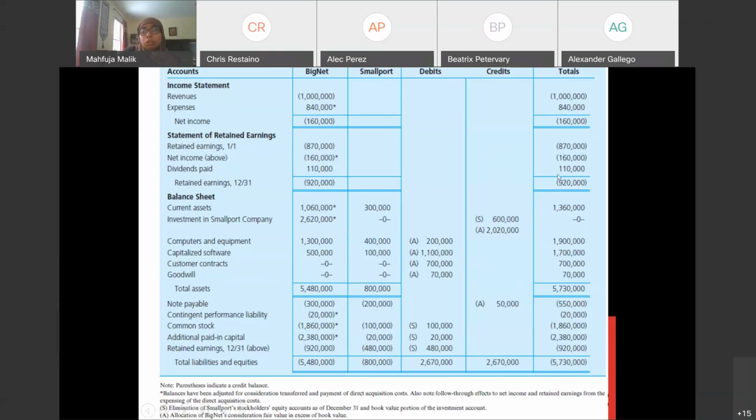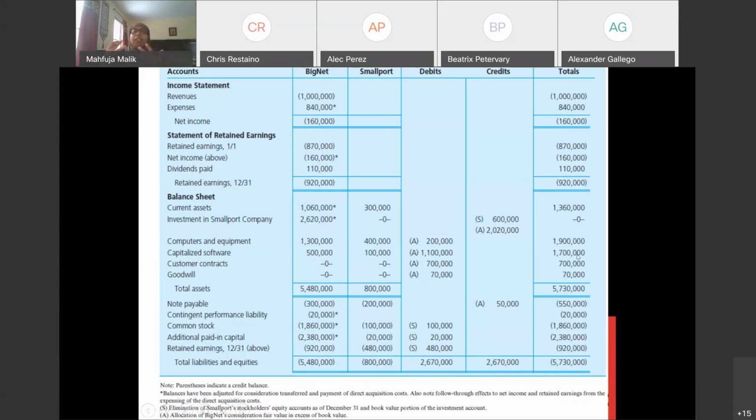Now, if you look at the consolidated numbers, here it reflects both parent plus sub's numbers. But if I ask you, sub's what numbers, book or fair, it reflects sub's fair values. Now look at that, capitalized software. Total consolidated or combined amount is 1.7 million. It reflects both parent's number plus sub's number. And for sub, it's actually fair value because these two together is fair value.